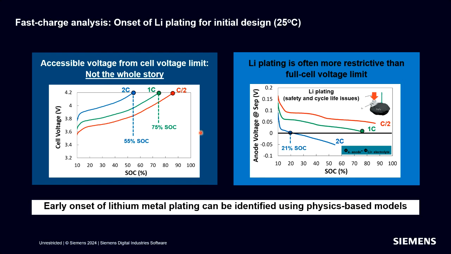As a reminder, 1C is the rate corresponding to a full 0 to 100% SOC charge in 1 hour. 2C is twice as fast, so 30 minutes, and C by 2 is twice as slow, so 2 hours. Now, this model predicts that at 2C rate, over 55% of the SOC is accessible, as seen here, before the cell level voltage limit is reached, which is 4.2 volts.